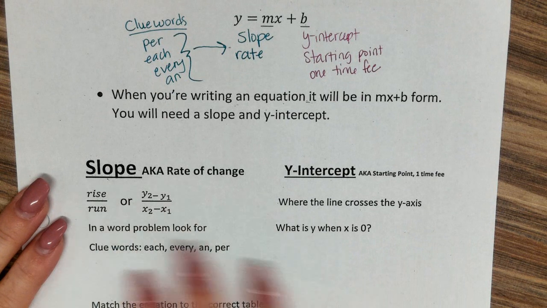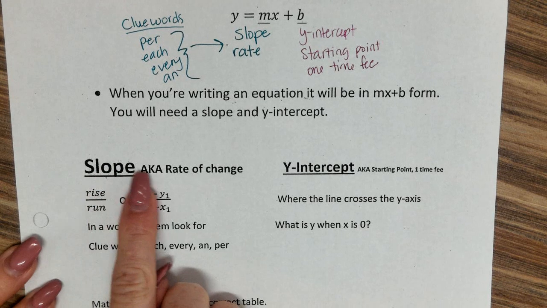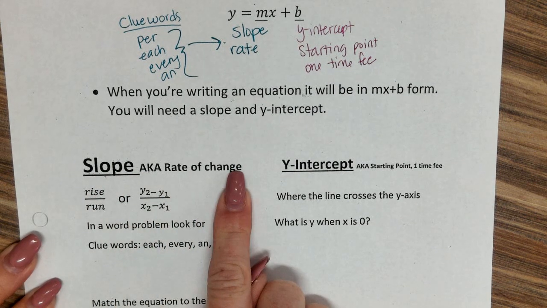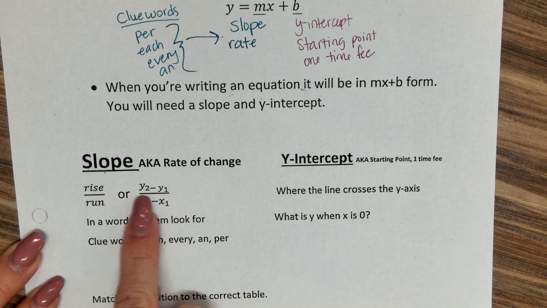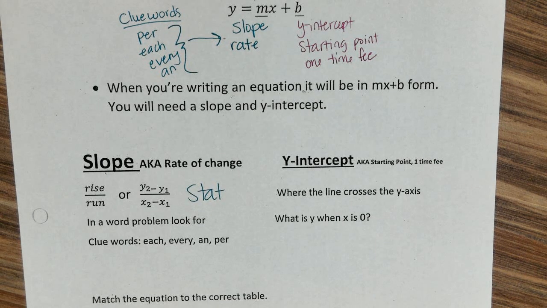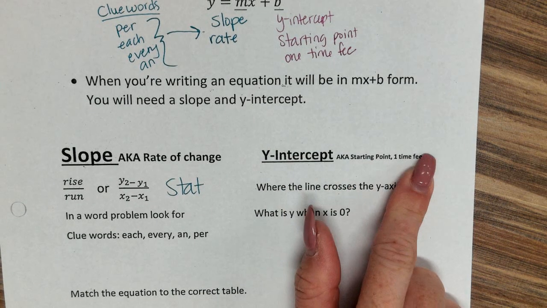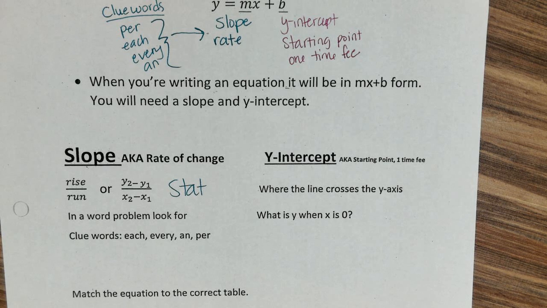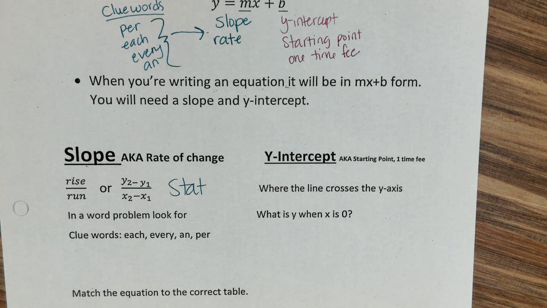All right, so let's go back over slope and y-intercept. We actually went over this right before spring break. Slope is also known as the rate of change. You can find slope by doing rise over run, or the slope formula, or stat. And in a word problem, you're just looking for those clue words of per, each, every, and. For y-intercept, it's also known as the starting point or one-time phi. It is where the line crosses the y-axis. Okay, so there's lots of ways to look for this.